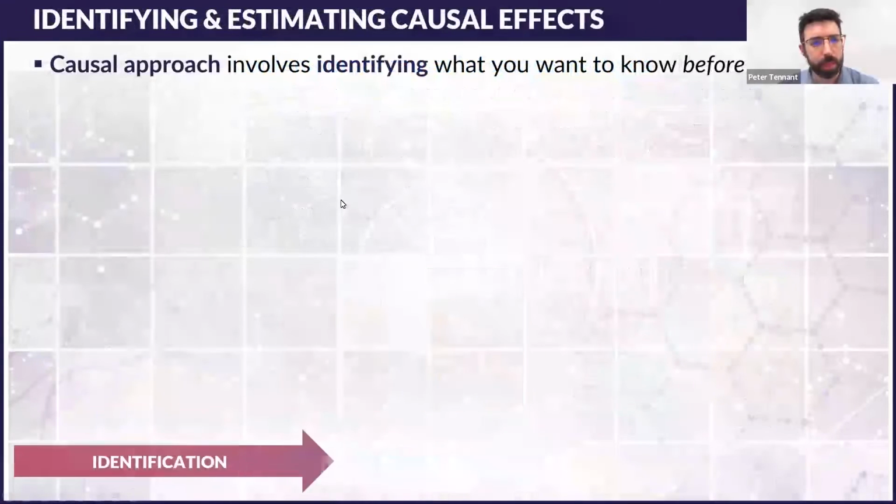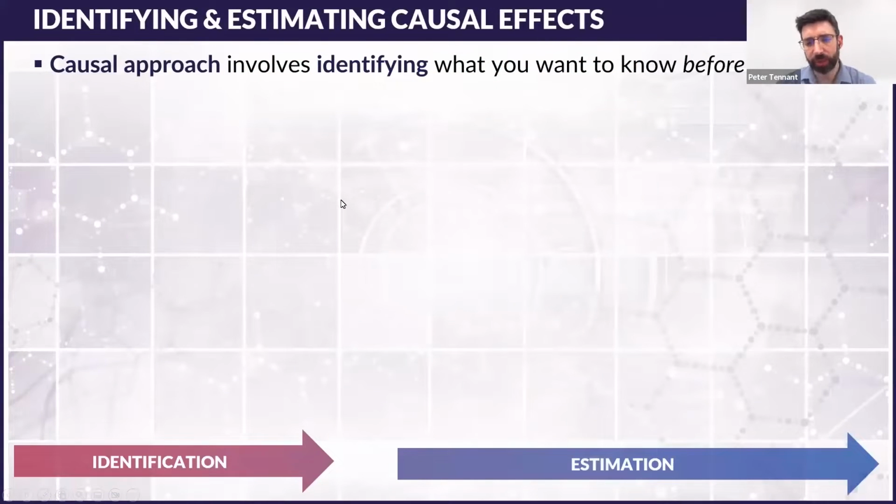Now, the key feature of a causal inference approach, which makes it different to perhaps alternative approaches to data analysis, and perhaps the one most important lesson from today, is that it separates the process of identifying the thing we want to know from actually then going and estimating that thing. And so this is known as the identification and estimation separation.